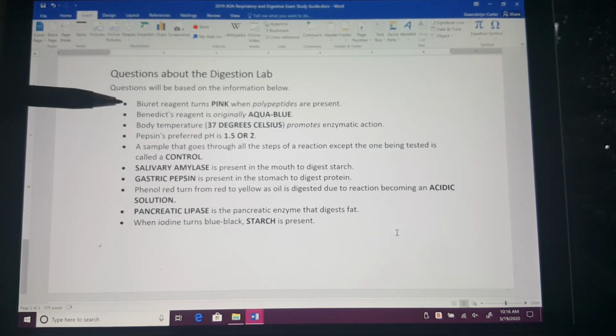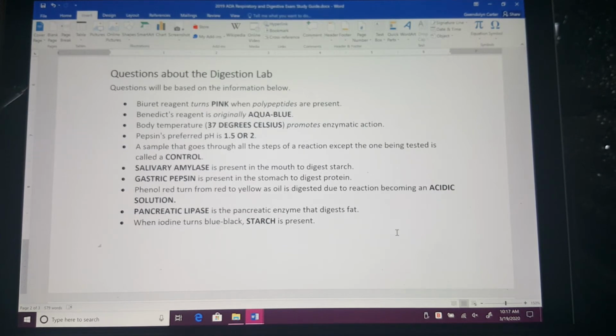So Benedict's, that was the aqua blue one that turned gold in the presence of glucose, even though currently the amylase enzyme, we're still working on it because it's really strong, and so it ended up working before you guys even got to your lab bench. Oh well. Stuff works at 37 degrees, which is our body temperature. Pepsin likes a pH of 2. A sample that goes through all the steps of the reaction.